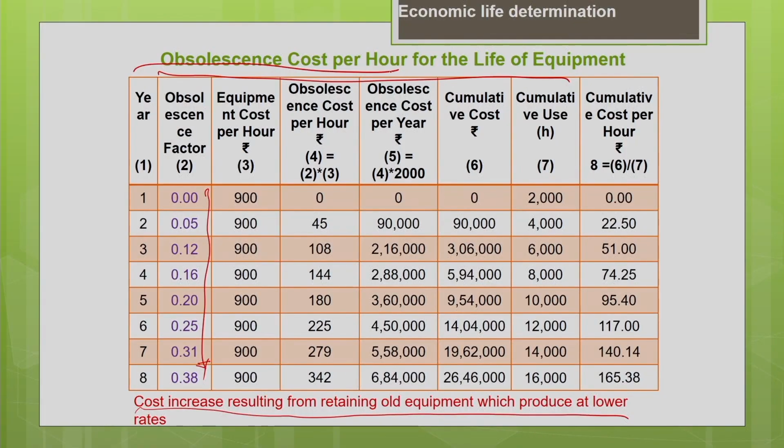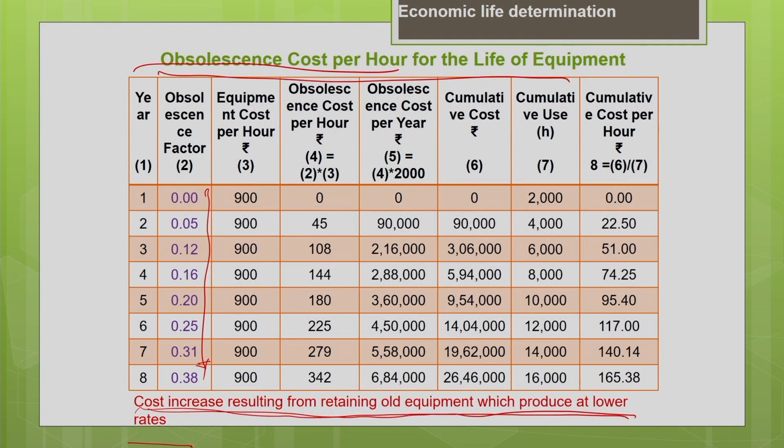Instead of switching over to the new machine, as we are just clinging on to the old machine, what is the increase in cost we are facing? That is the obsolescence cost. That is what we are calculating now: the cost increase resulting from retaining the old equipment which produces at a lower rate.